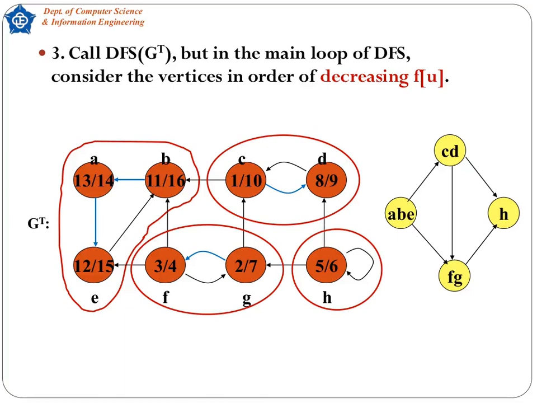A, B, E, C, D, F, G, and H. The blue arrows highlight the internal cycles within those components. On the right, we've collapsed each oval into a single node, ABE, CDH, FG, and drawn all the edges between them. Observe how this condensation forms a directed acyclic graph. By following the decreasing finish time rule, DFS on G^T peels off each entire component in one sweep and reveals the DAG of strongly connected components.